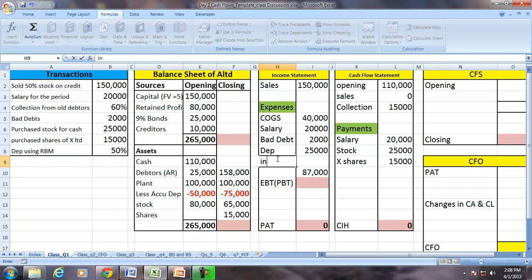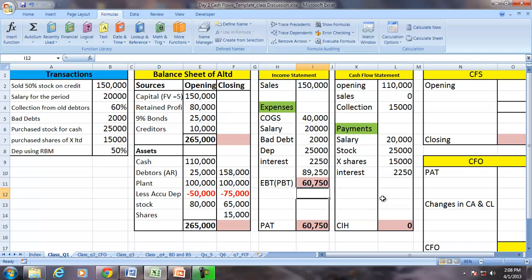Interest, because of the accrual principle, interest has to be shown: 0.9 into 25,000, and let us assume that we pay the interest, so interest is an outflow, an expense, no outstanding. So the total expenses is 89,250. So profit before tax is equal to 60,750, and let us assume that tax is calculated at the rate of 30% on the PBT and is fully paid. So tax is equal to 18,225. So the profit after tax is 42,525. If no information is given, the entire profit is transferred to the reserves.